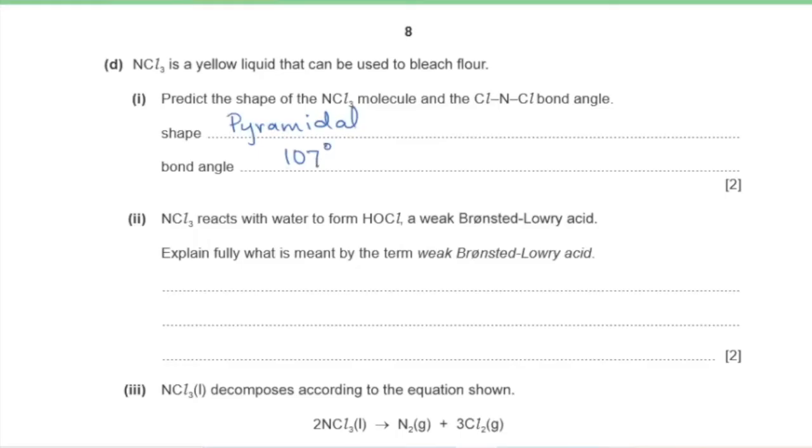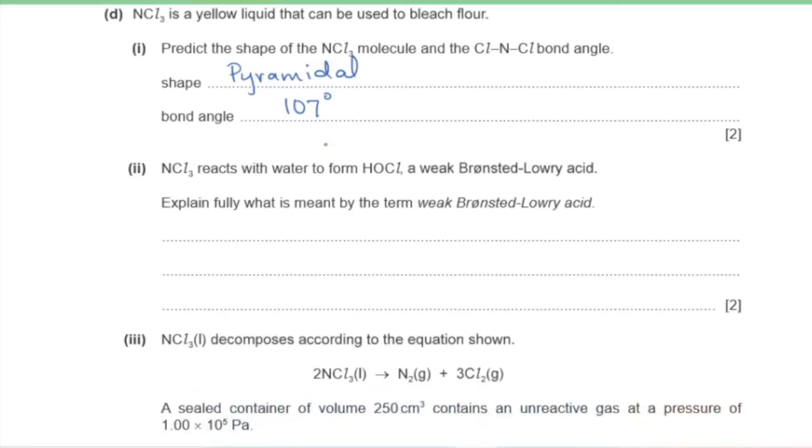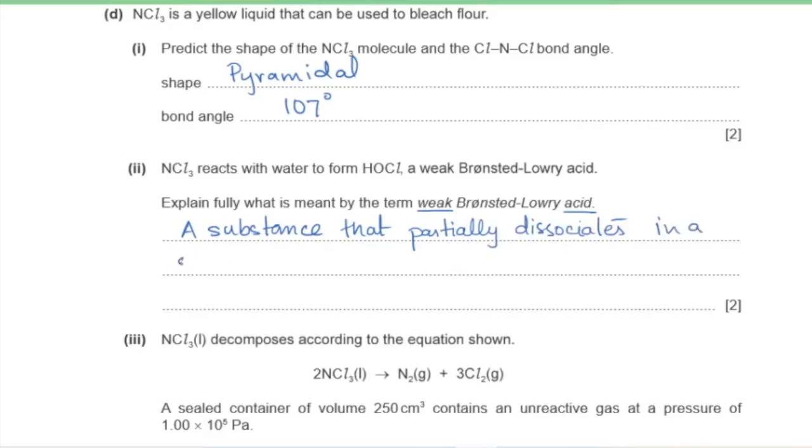Part 2, NCl3 reacts with water to form HOCl, a weak Bronsted Lowry acid. Explain fully what is meant by the term weak Bronsted Lowry acid. 2 marks, each mark for the terms weak and acid. Now, a weak Bronsted Lowry acid is a substance that partially dissociates in a solution and is a proton donor.